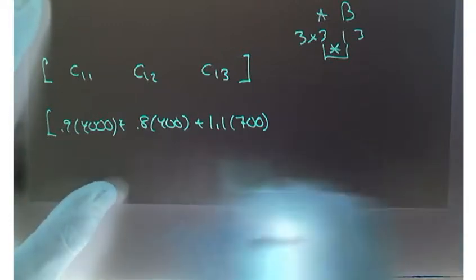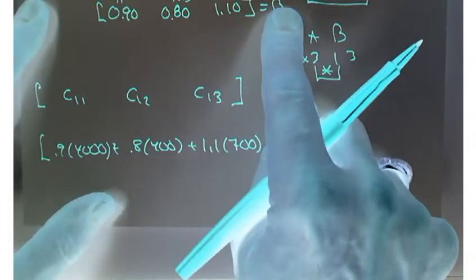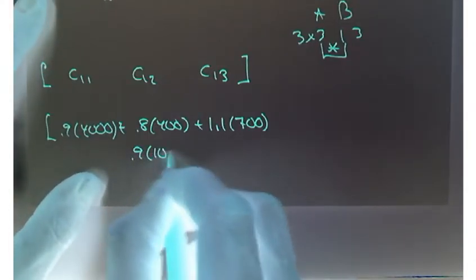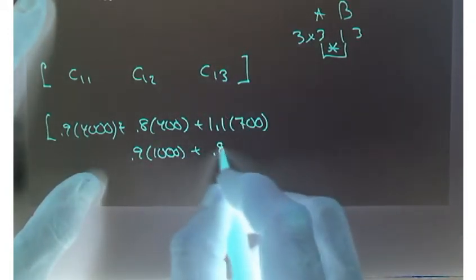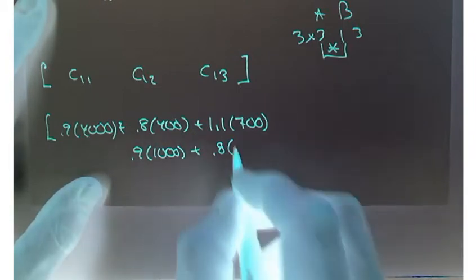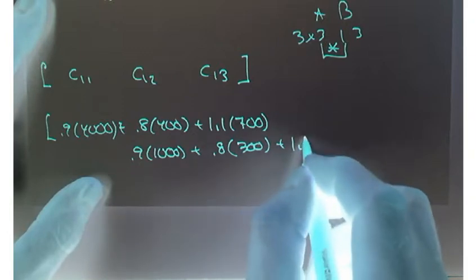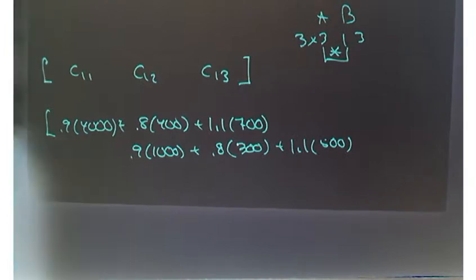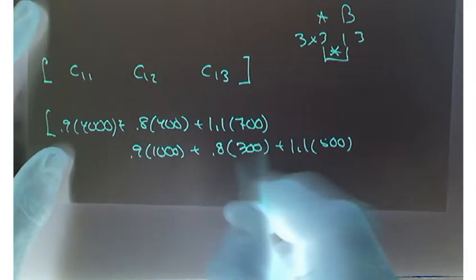And I'm going to stagger these across the bottom here. Let's do C12. It's going to be the same thing. I'm going to have this row times this column. So it's going to be 0.9 times 1,000 plus 0.8 times what? Times 300. Good. Plus 1.1 times 500. On the last one, I'm staggering these. I'll write it eventually like this.